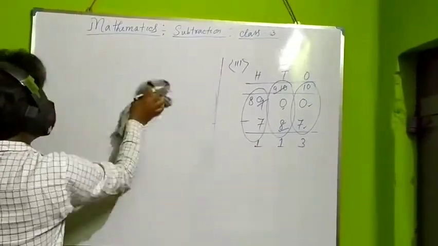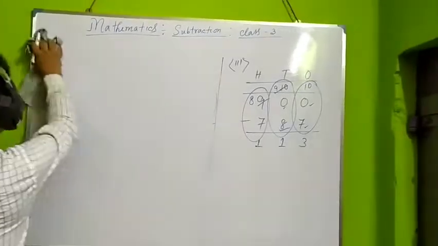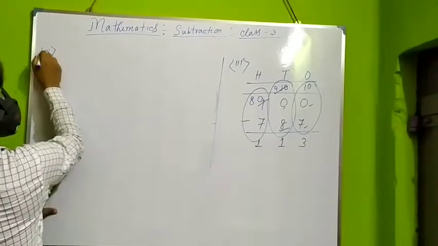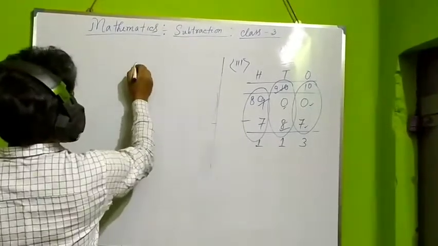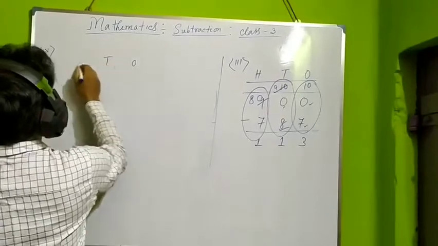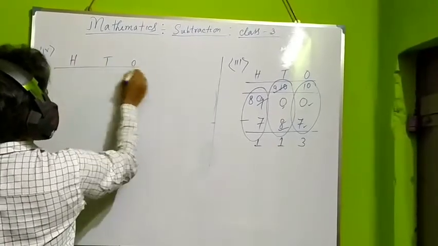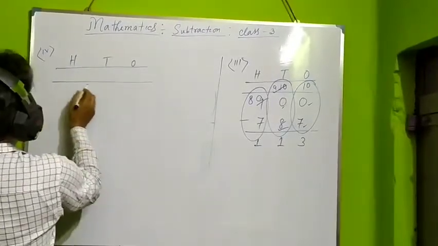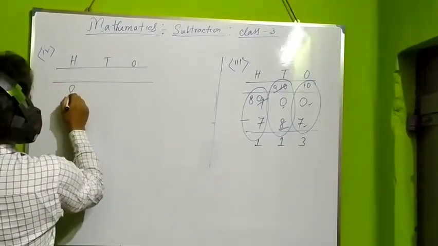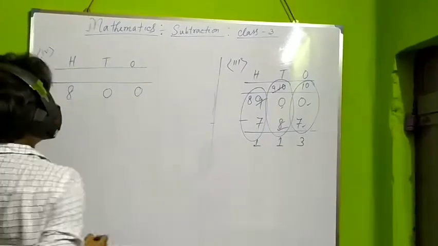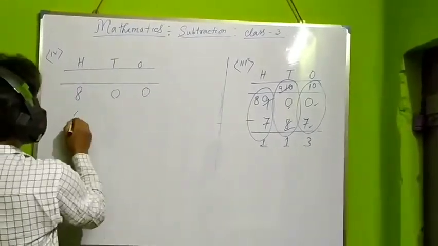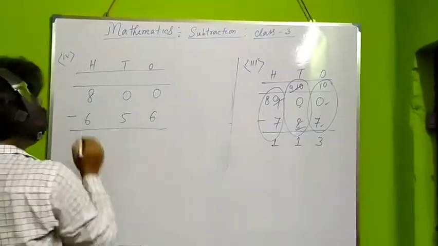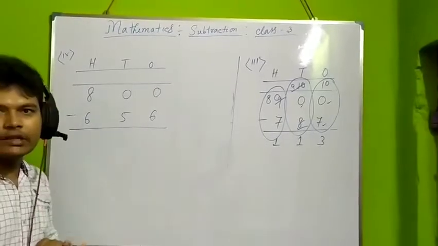You just see. At first you write down ones, tens, hundreds. Then you write down one number, that is 800. Now we take another number, that is 656. Then with the minus sign. Now you subtract this number.